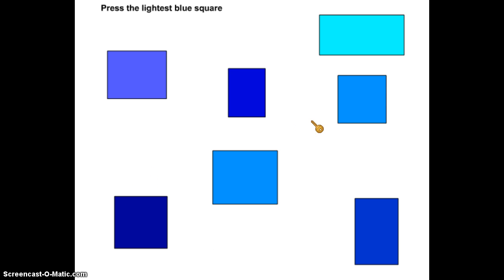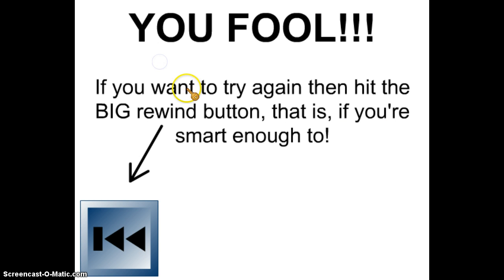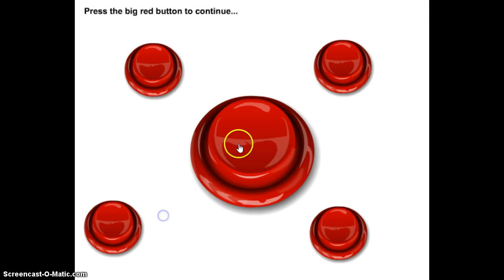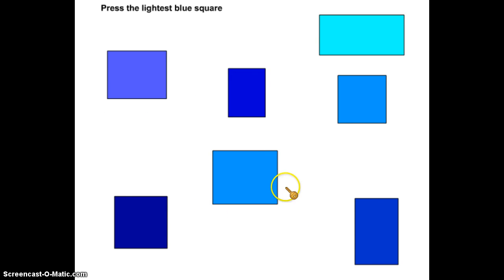Press the lightest blue square. These are more like turquoise. This looks more blue. No, okay. Okay, I'm gonna pause it while I get back to where I was. Okay, we're back at the blue question. This one. Yay! Press the red.